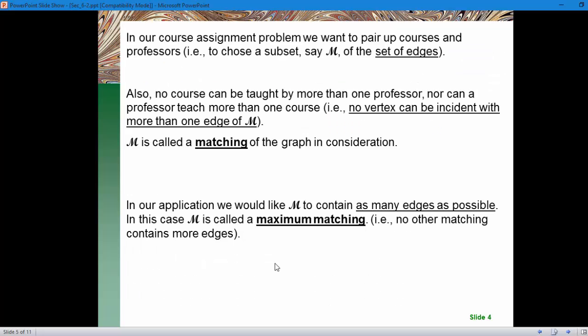As you can see, a matching is a set of edges where no vertex of the graph is incident with more than one edge of that set of edges.